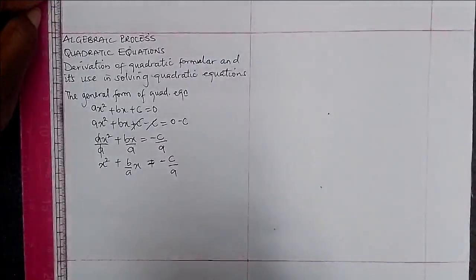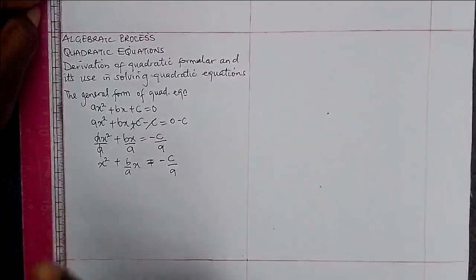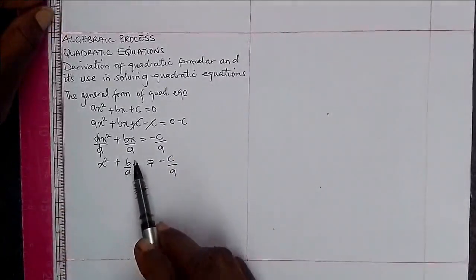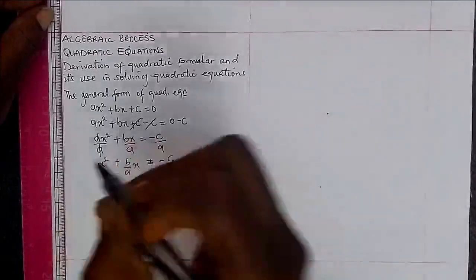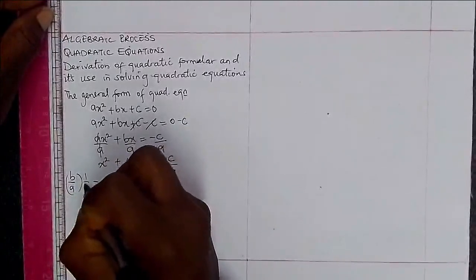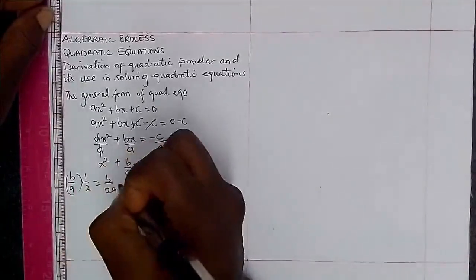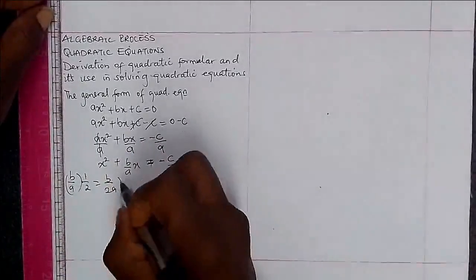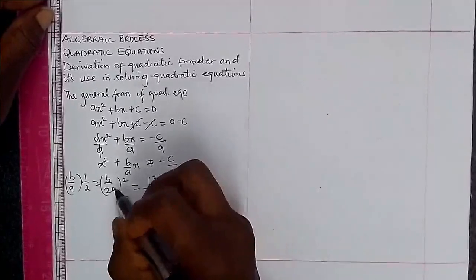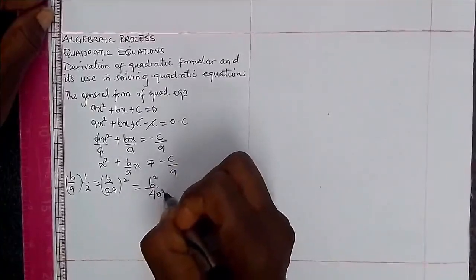Remember, we are using the completing the square method. So in order to make the left hand side a perfect square, we are going to halve and square the coefficient of x. The coefficient is b over a. We halve it, it is b over 2a. That's 1 times b is b, 2 times a is 2a. Then you square it. The square of it is b squared over, because the square of b is b squared, the square of 2 is 4, the square of a is a squared.